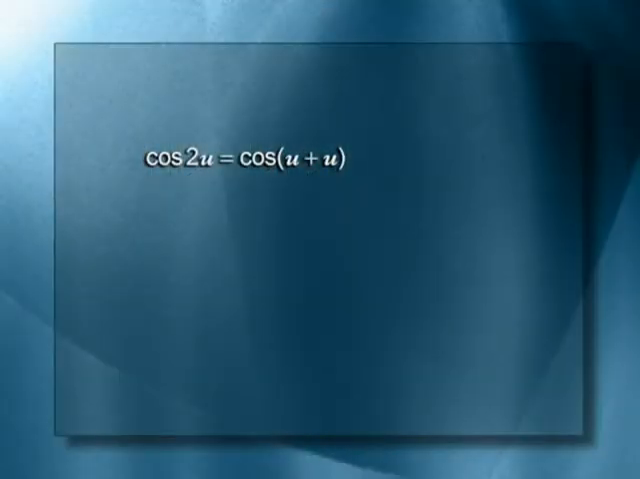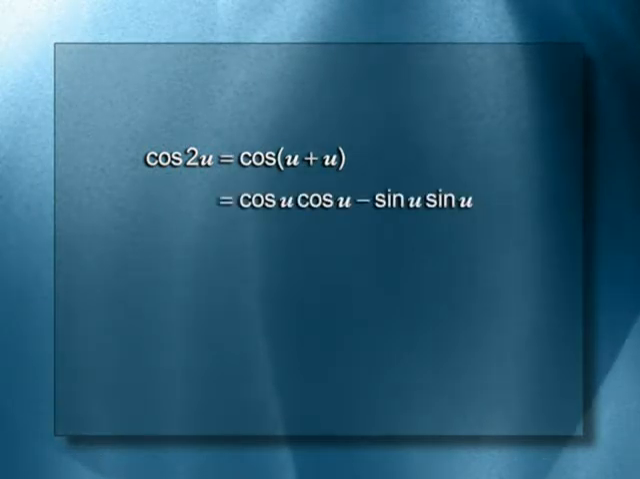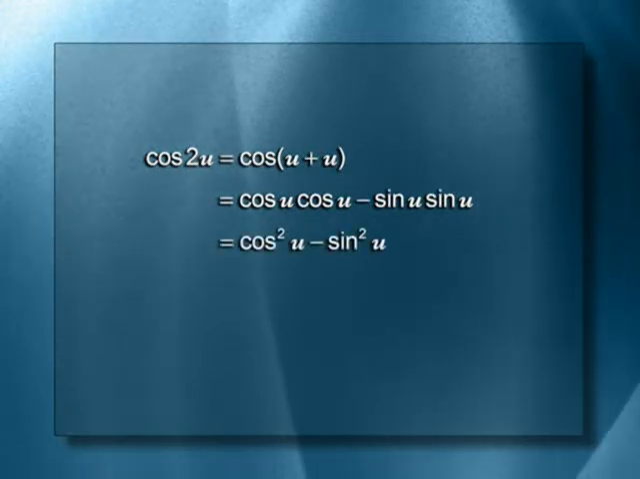There's a similar formula for the cosine of 2u, and here's how it goes. That's cosine of u plus u, which equals cosine of the first, cosine of the second, minus sine of the first, sine of the second. So it's cosine u times cosine u minus sine u times sine u, or cosine squared minus sine squared. And you'll see it written that way many times. And you'll see it written a couple of other ways as well.